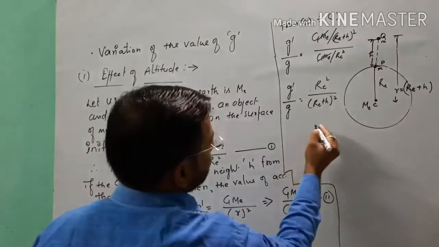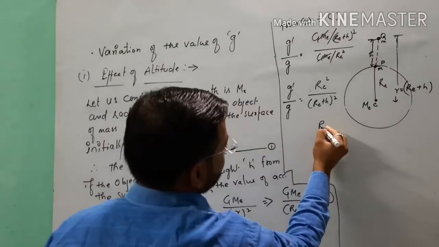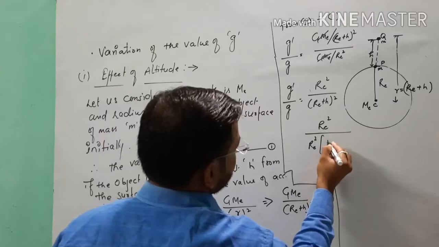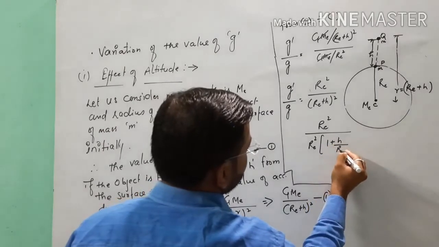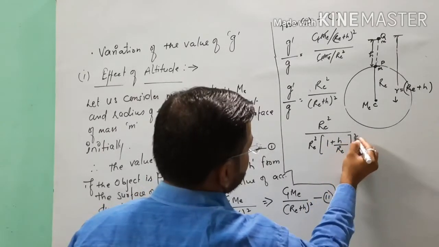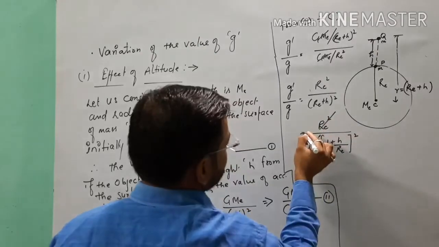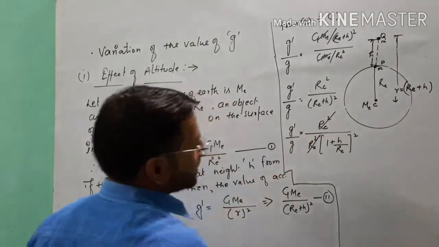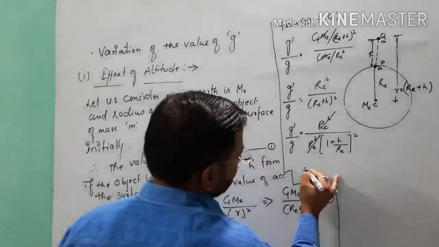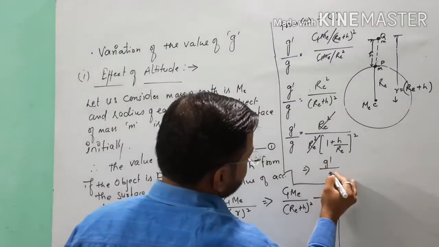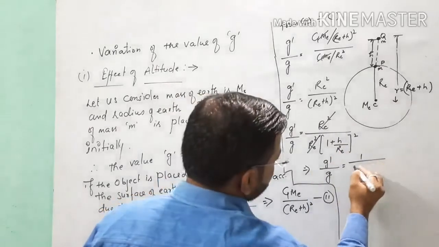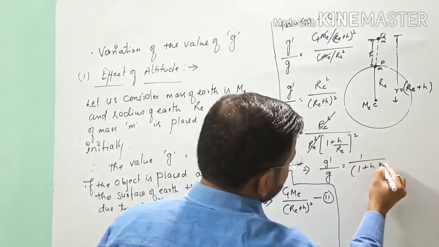You can take common Re square from the denominator: Re square times 1 plus h upon Re whole square. Cancel out, it is the value of the ratio g dash by g. Now after that, g dash by g is equal to 1 over 1 plus h upon Re whole square.